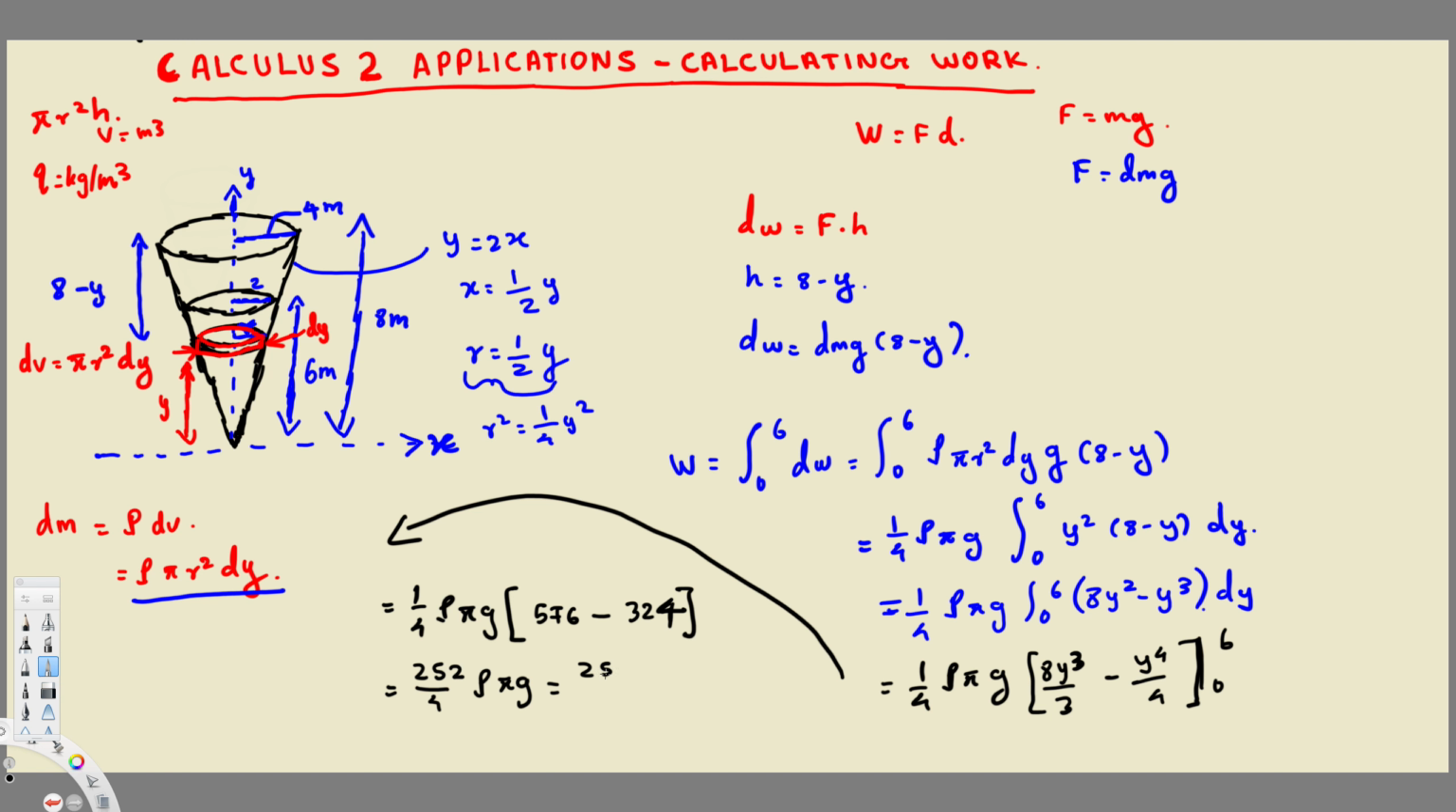That's 252 divided by 4 times 1000 kilograms per meter cubed times pi times 9.81 meters per second squared. If you calculate this, that gives you 1.94 times 10 to the power of 6 joules. This is the amount of work required to pump all the water out of this system.